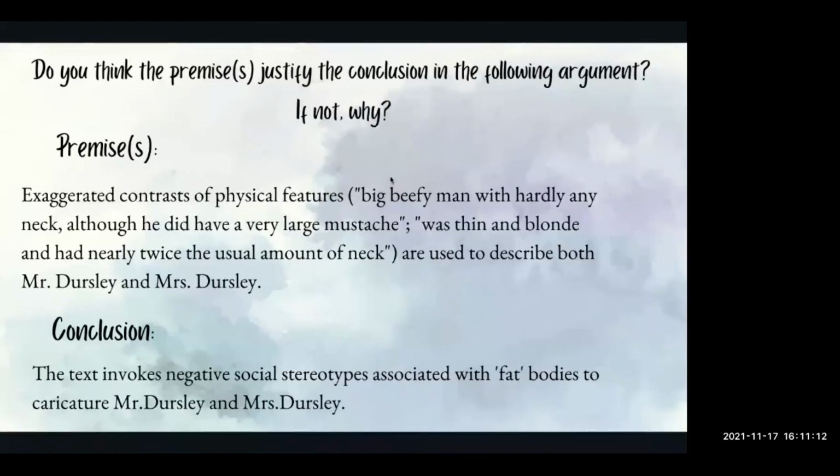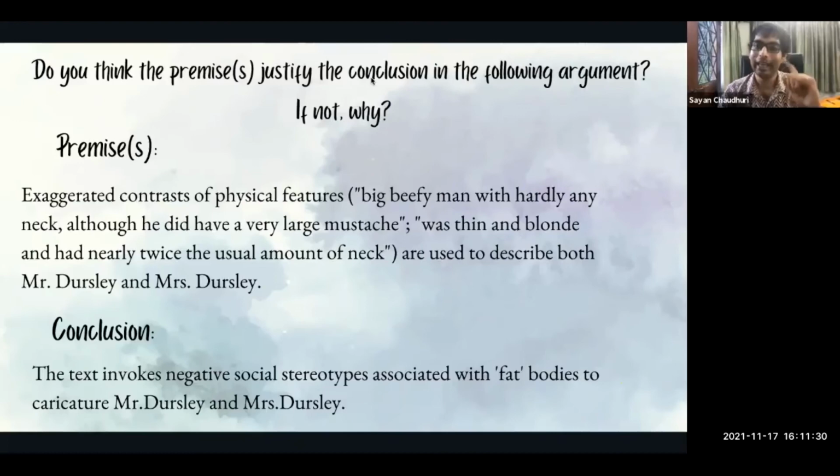It is not persuasive because it is just describing that the physical features are associated to Mr. and Mrs. Dursley, but it does not explain that they are invoking any negative sort of association with body types. Okay, so the negative association is something that may not be completely clear from this, right? It's not that the author has said something negative about them. The author has given a description.